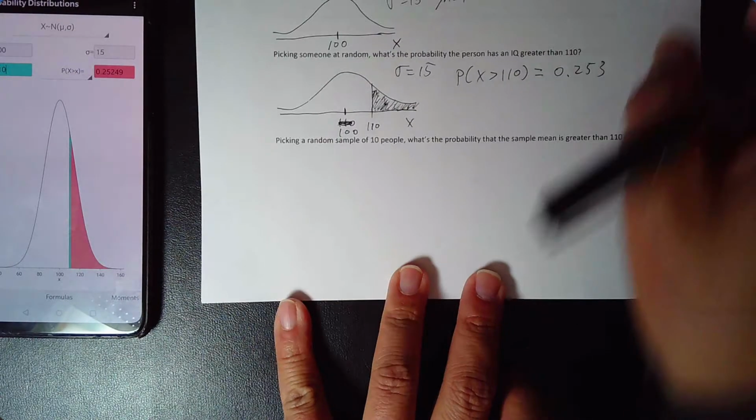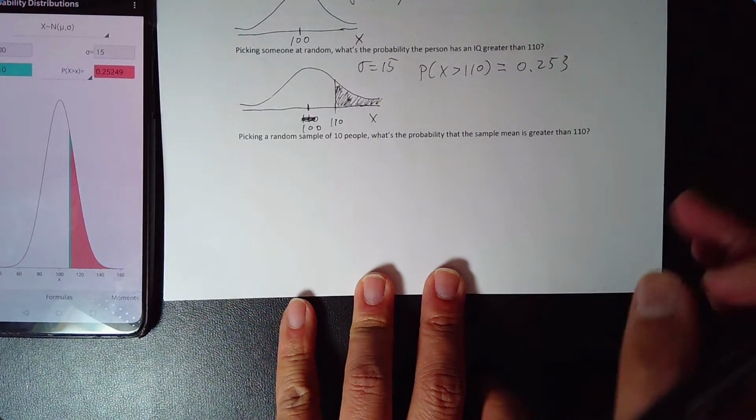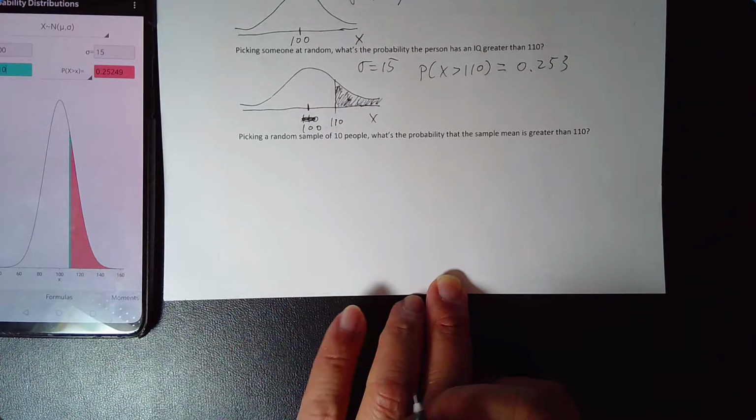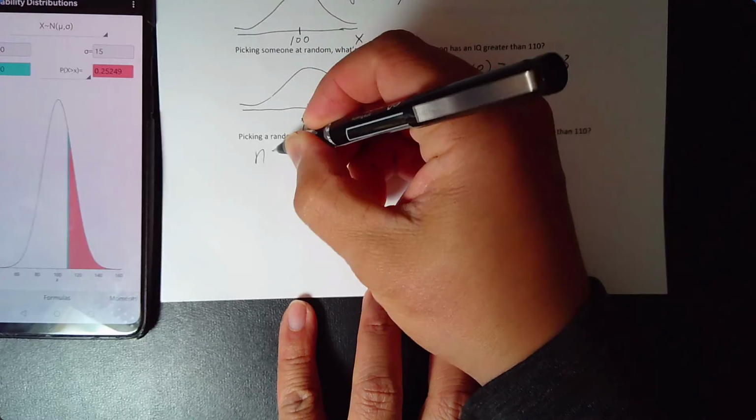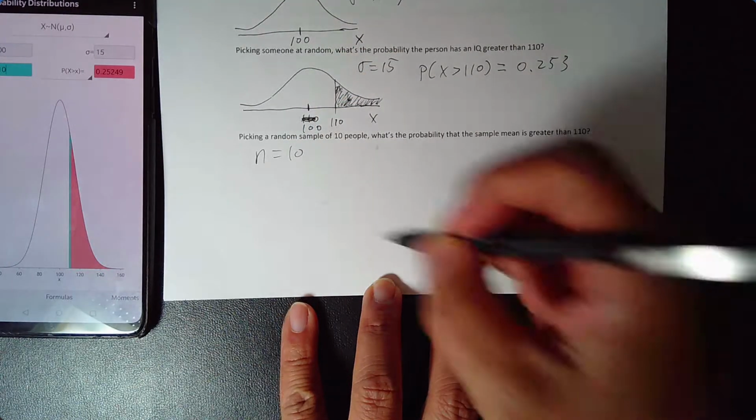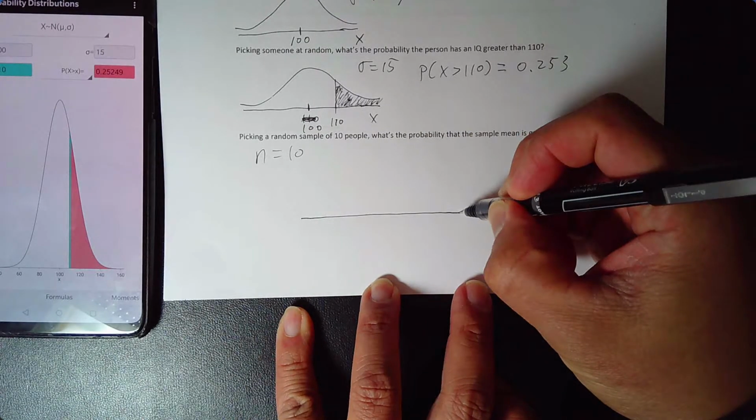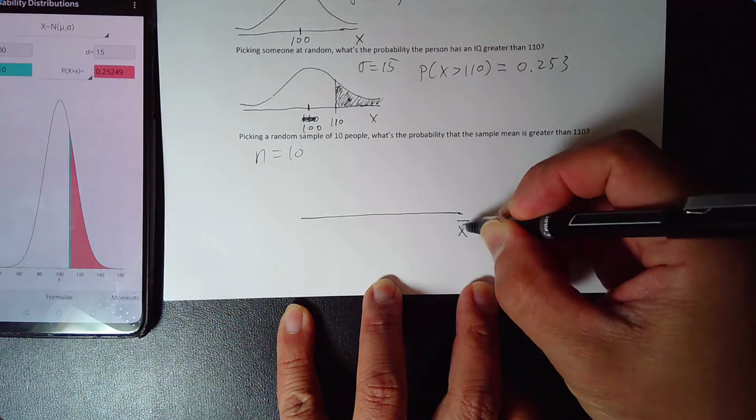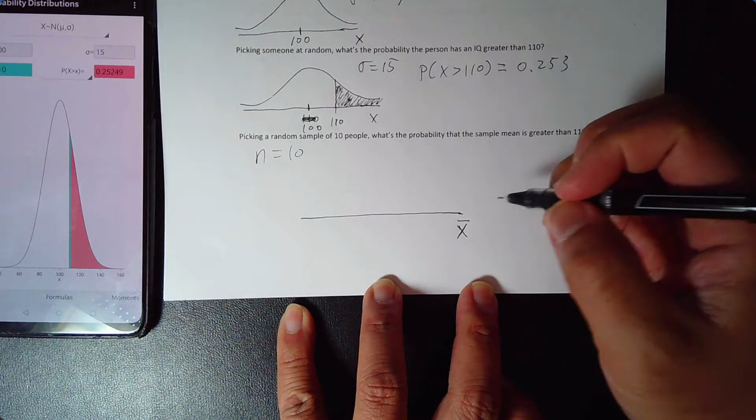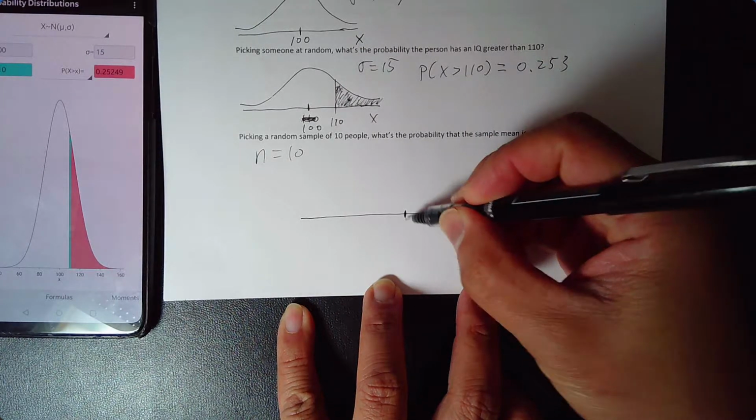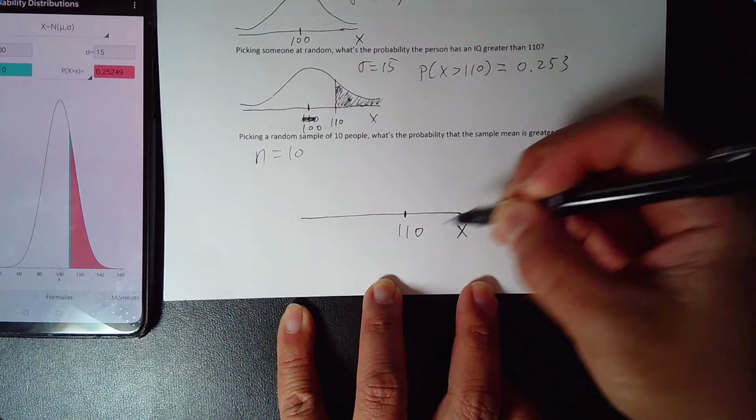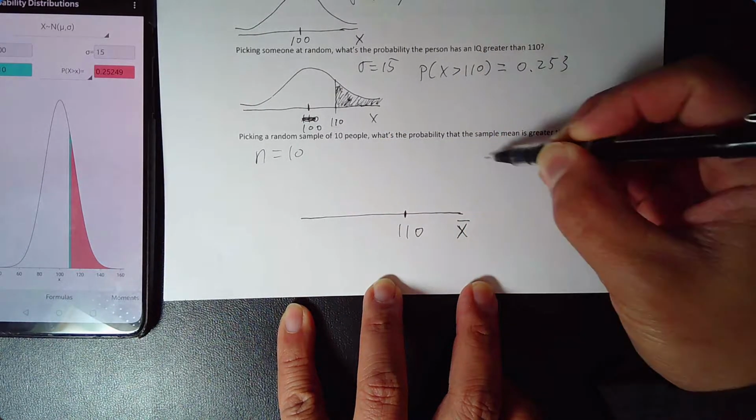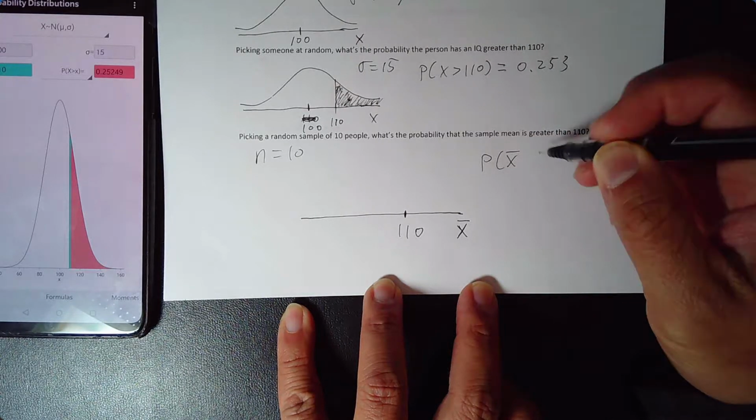Now, consider this question. If I pick a random sample of 10 people, what's the probability that the sample mean is greater than 110? So that means n equals 10. Now I'm no longer looking at X, but I'm looking at X bar, the sample mean. And what I'm interested in is, what's the probability that X bar is going to be greater than 110?